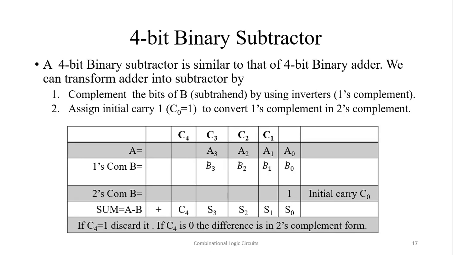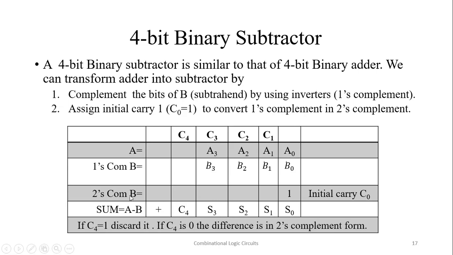4-bit binary subtractor. A 4-bit binary subtractor is similar to a 4-bit binary adder. We can transform the adder into a subtractor by complementing the bits of B. Complement the bits of B by using inverters, giving the 1's complement, and assign an initial carry C0 equal to 1 to convert 1's complement into 2's complement. So look at this table. This is a 4-bit number A, we have another number B, and this is the 1's complement of B, B0 bar, B1 bar, B2 bar, B3 bar, and the initial carry C0 is made 1.